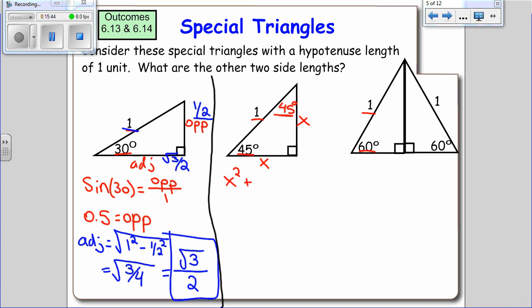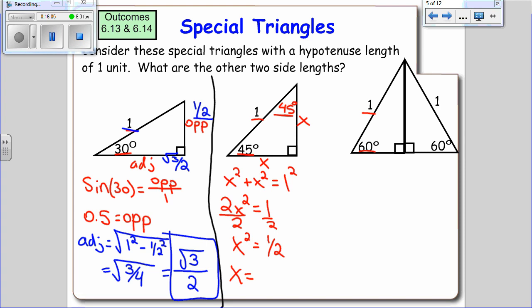And I'm going to simplify this a little bit. So x squared plus x squared is 2x squared. 1 squared is just 1. Then I divide both sides by 2, and x squared equals a half. Then I square root both sides, so x equals root 1 over root 2.